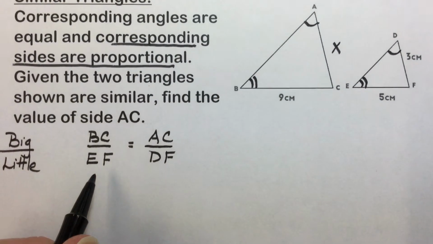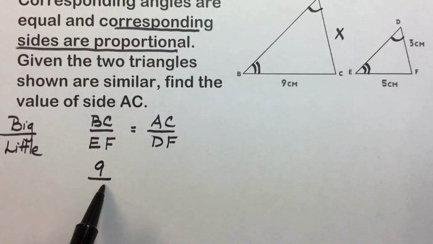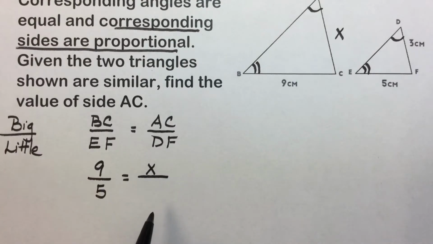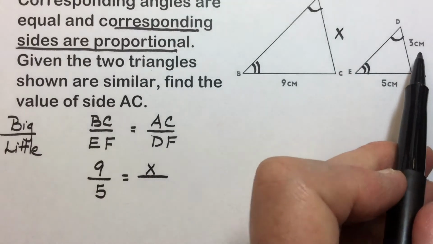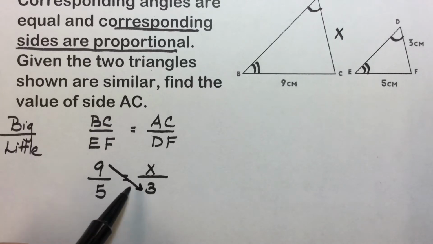BC is 9, EF is 5, AC is our unknown, we're expressing that as X, and its corresponding side is 3. We have a proportion. We also have a rational equation because of having the fractions here. We could multiply both sides by the least common denominator of 15, or we can use cross multiplication since we have a ratio equal to a ratio.